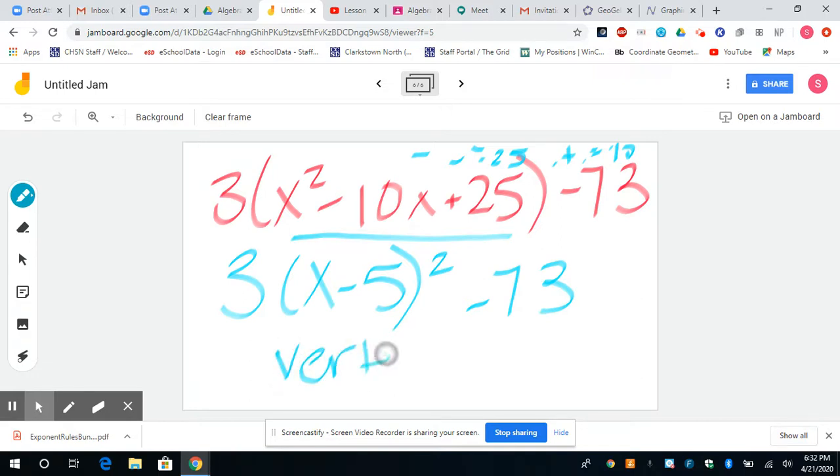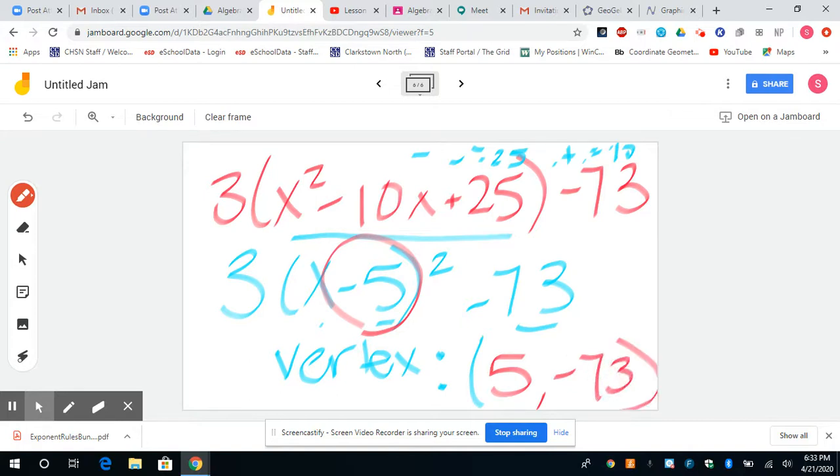You have this in vertex form now. You have your x minus h, and you have your k. So your vertex is this number, but take the opposite, right? So it's 5 and then negative 73. So that's a big one that goes really far down.